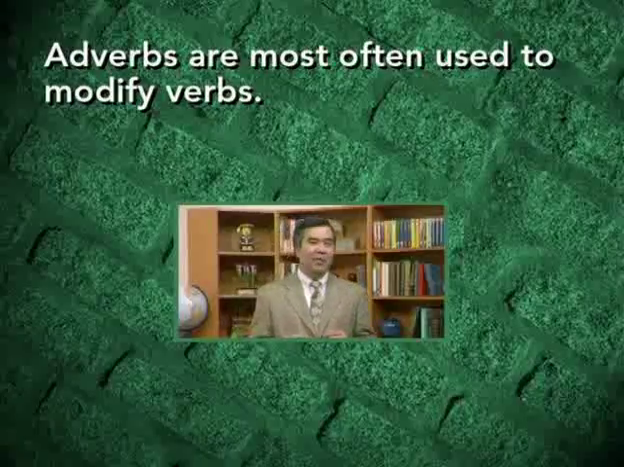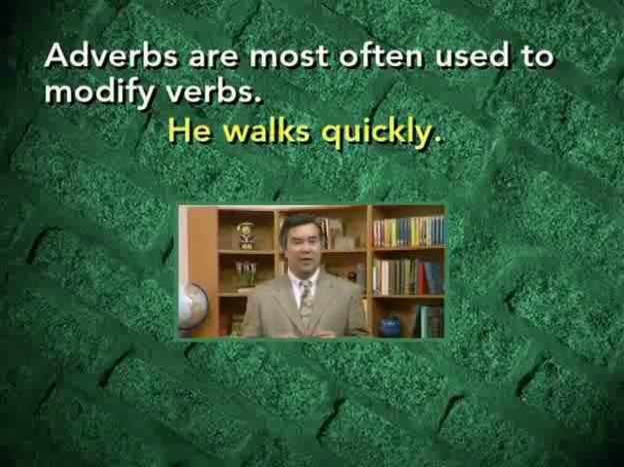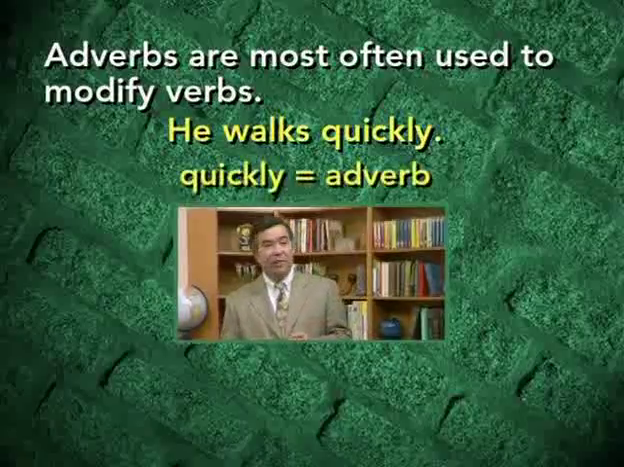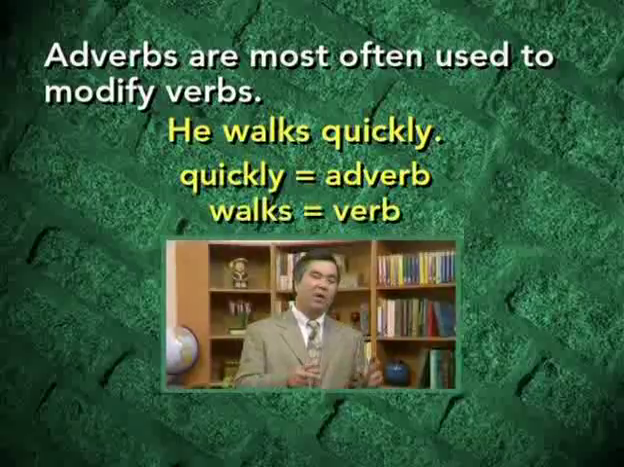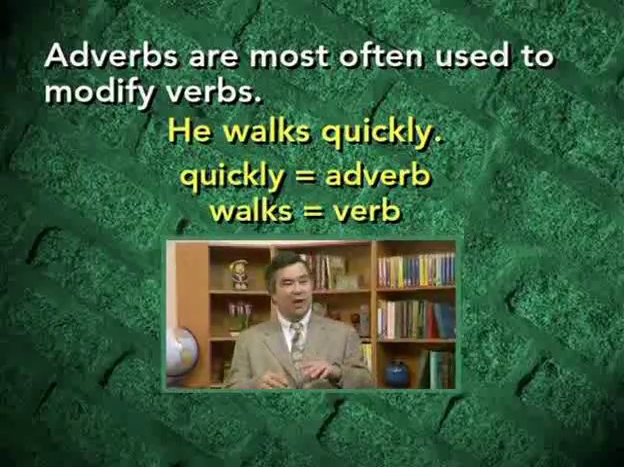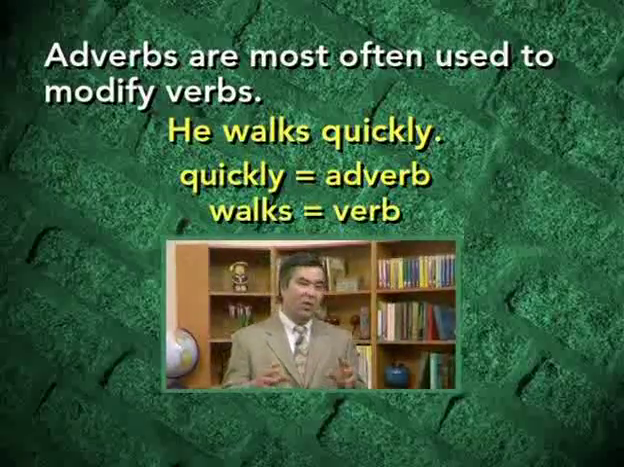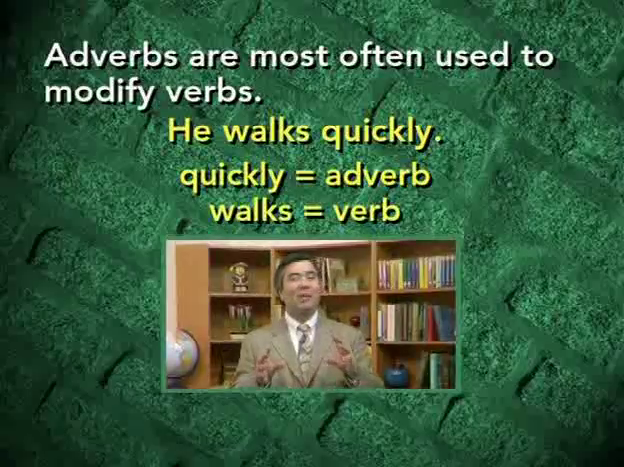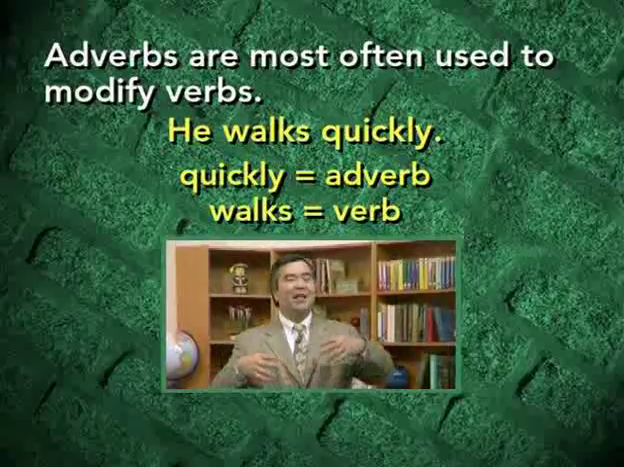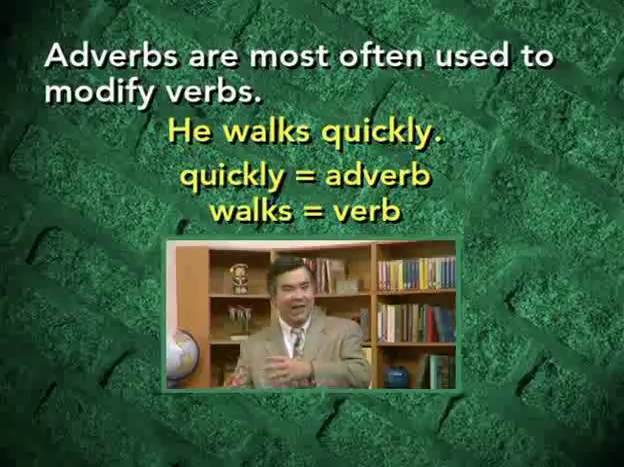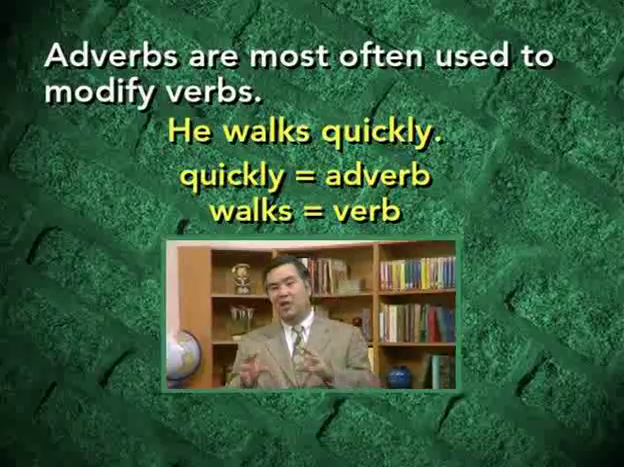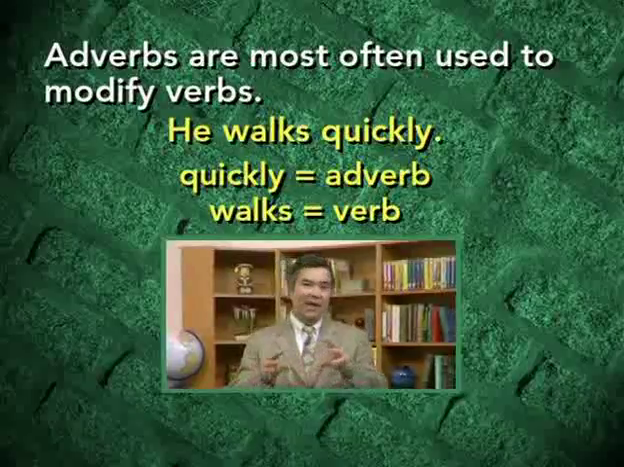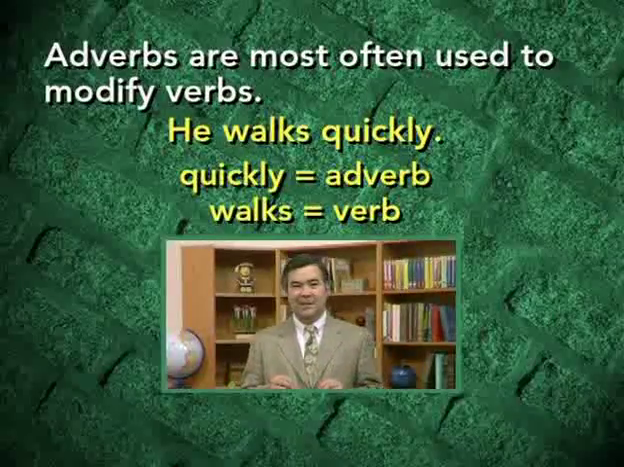So, for example, you might say, he walks quickly. Here we have the adverb quickly, and it modifies or gives more information about the verb walks. Walks describes an action in this sentence, and quickly tells us a little bit more about what that action is like. It's a quick walk. It's walking that is being done quickly. It tells us how the walking is being done. So quickly, the adverb, modifies the verb walks in this sentence.